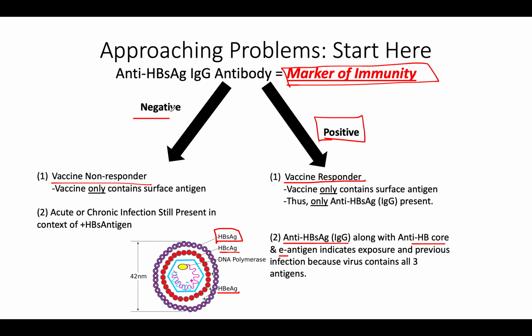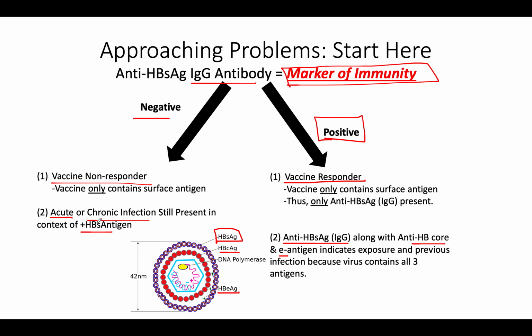Another situation in which the surface antibody is negative is if an acute or chronic infection is still present. Right, and that just makes intuitive sense. If there is an acute or chronic infection still present, which would be marked by the hepatitis surface antigen, if we're not in the window period, of course, that means that the person is not yet immune, right? If there was an antibody formed, the antibody would complex with the antigen and it would no longer be there. So if they have a negative surface antibody, that either means they're a vaccine non-responder or they still have an acute or chronic infection present.